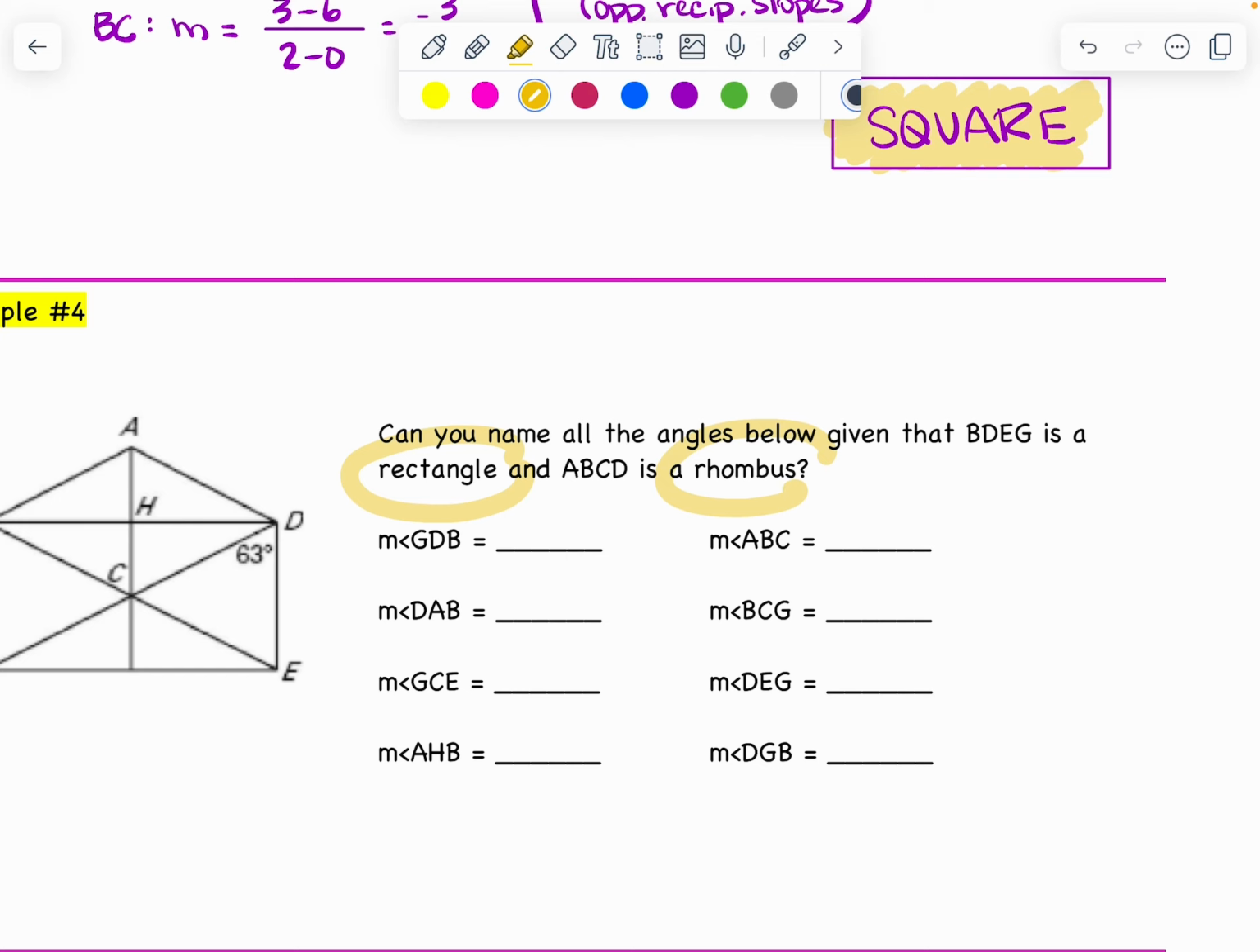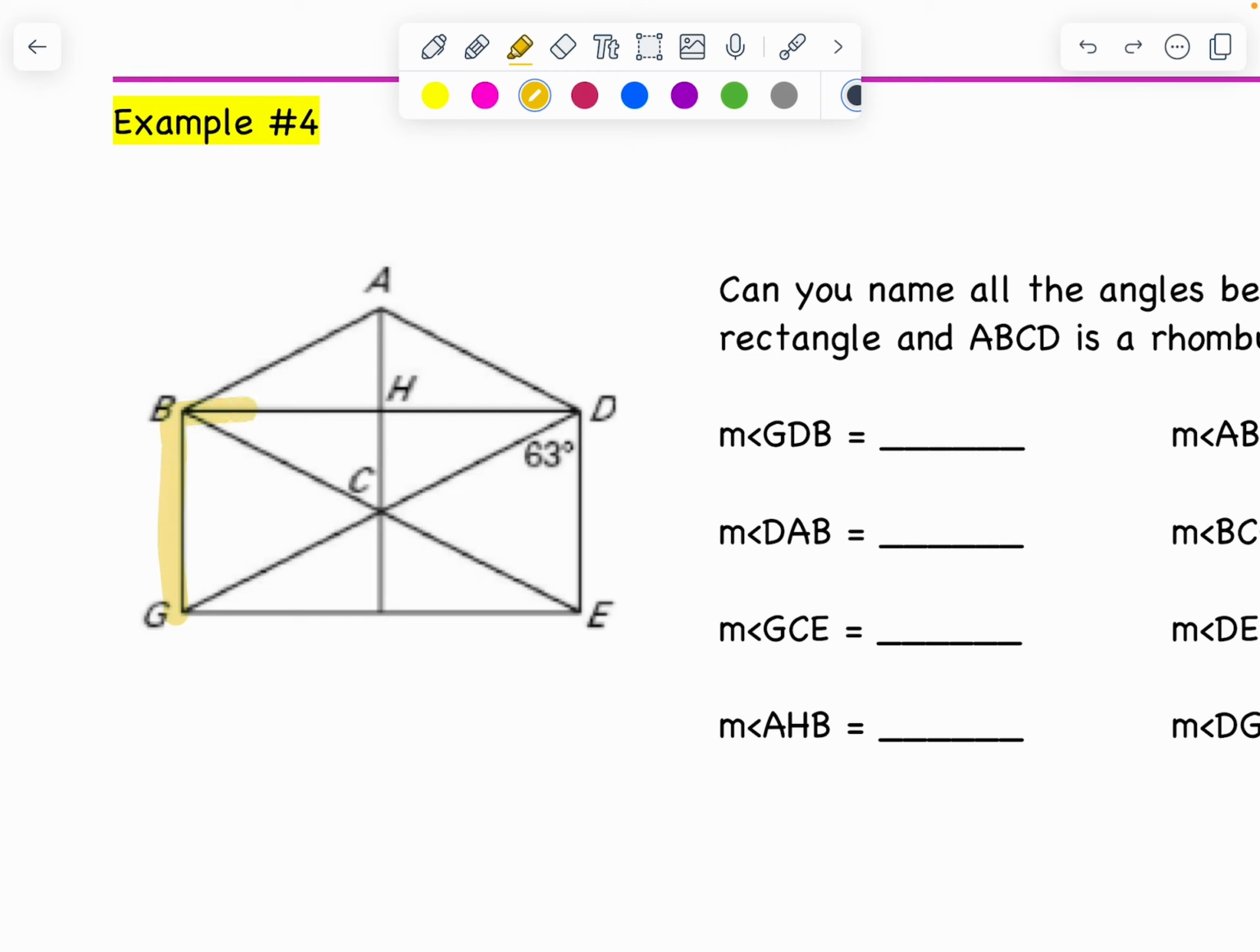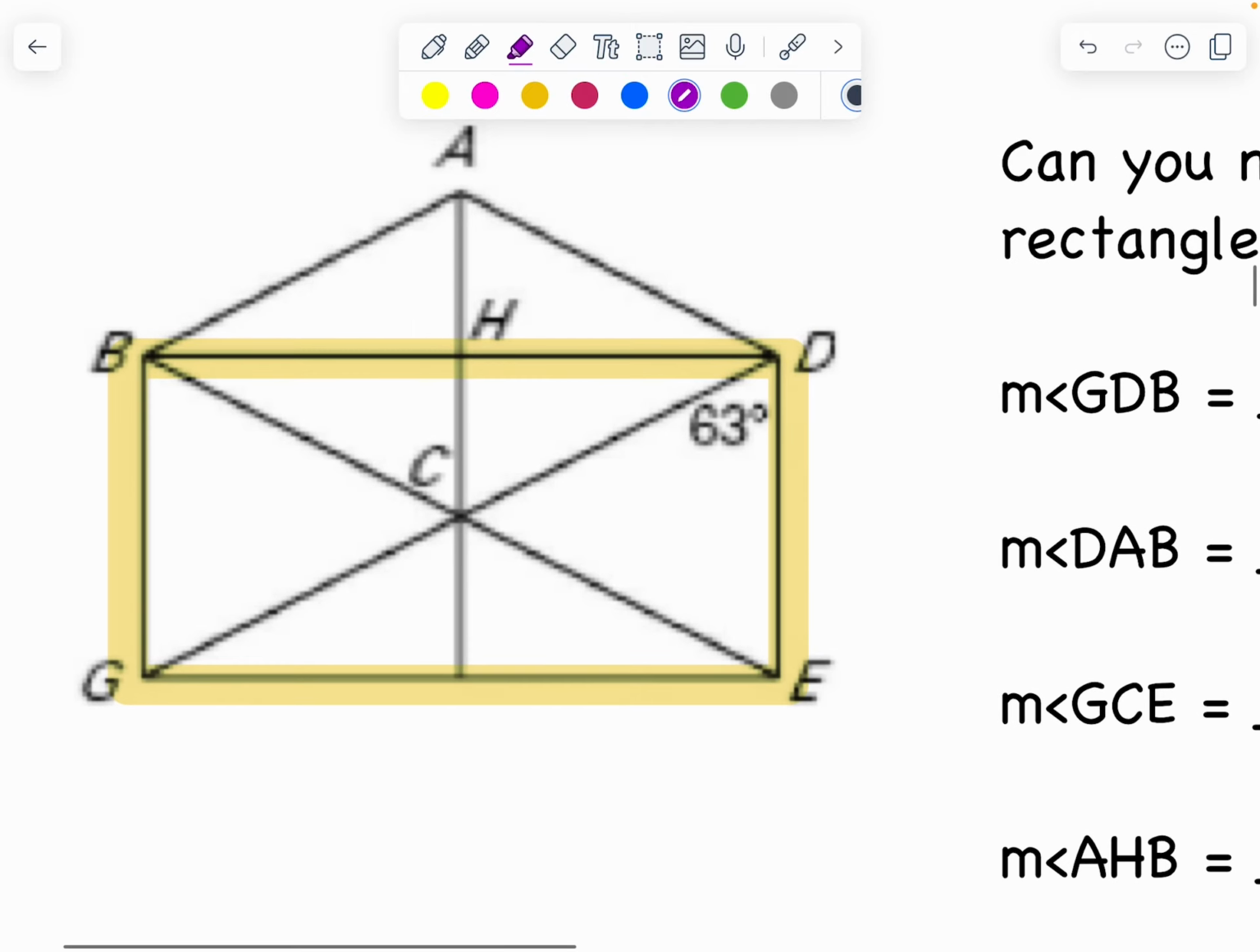So the crazy thing about this picture, if you read the directions, it tells you that it's a rectangle with a rhombus sitting on top, right? So this is a rectangle, right? All right, so I'm just gonna focus on the rectangle for right now. I'll get to the rhombus in just a second. All right, so I'm gonna label every single angle inside of this rectangle.